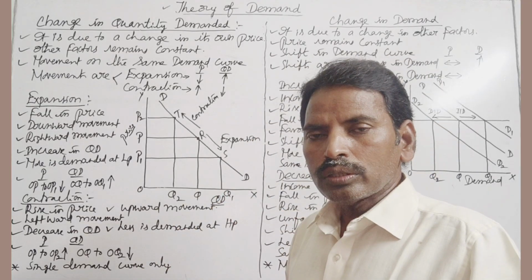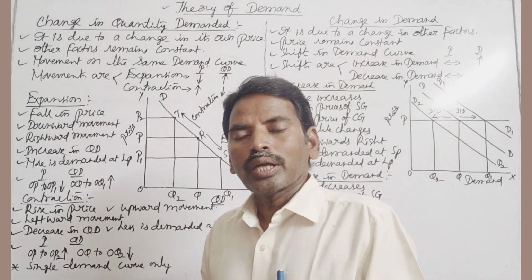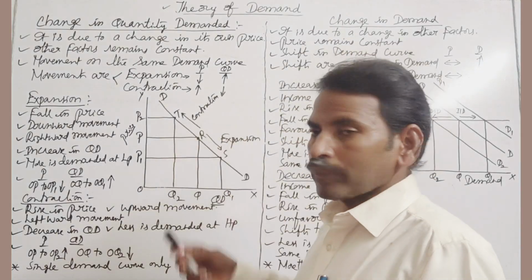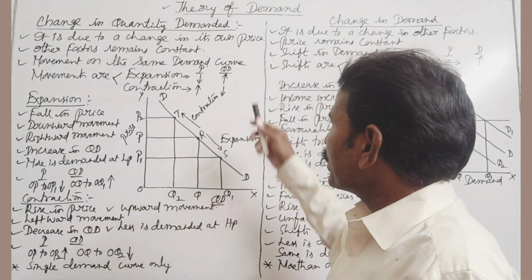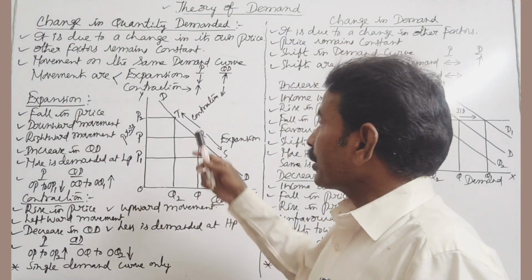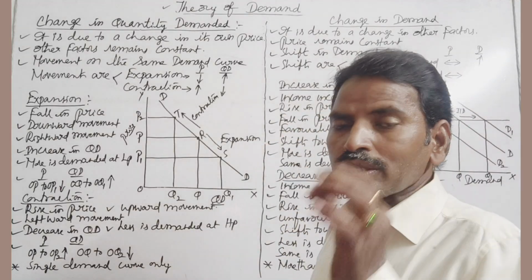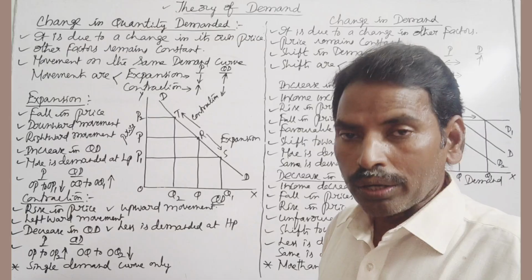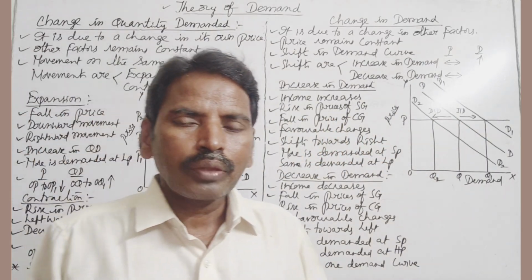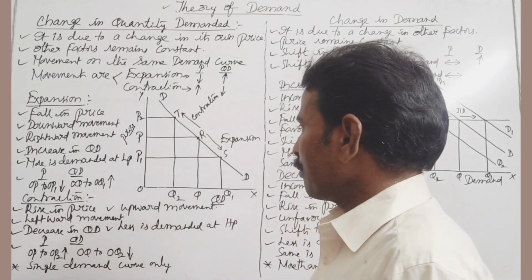The movements are of two types. One is expansion, another one is contraction. Expansion means fall in price, quantity demanded expanded. Contraction means rise in price, quantity demanded is contracted. So, let us examine changes in quantity demanded with the help of a diagram.